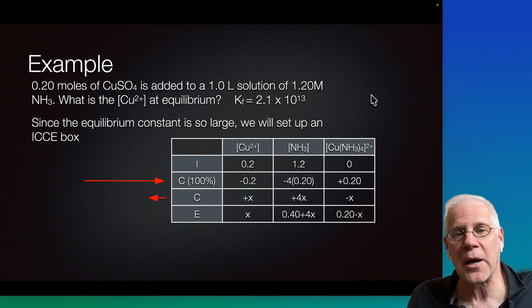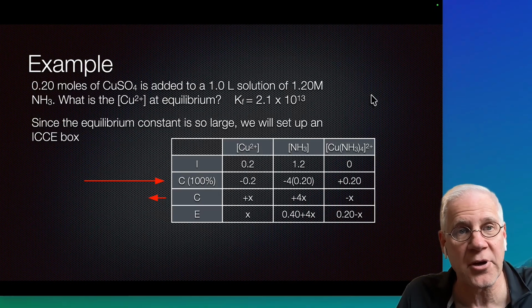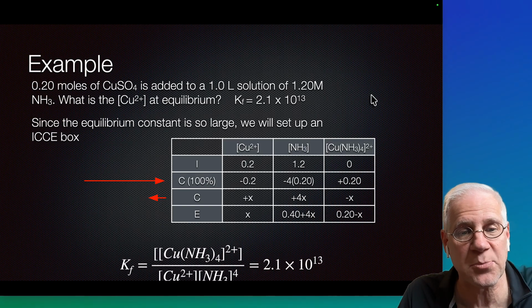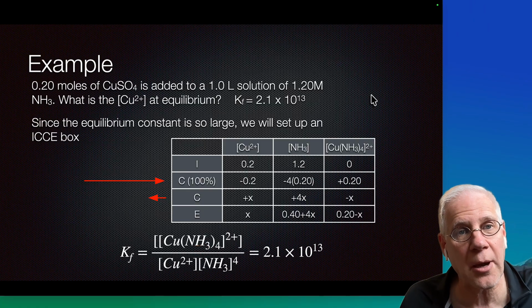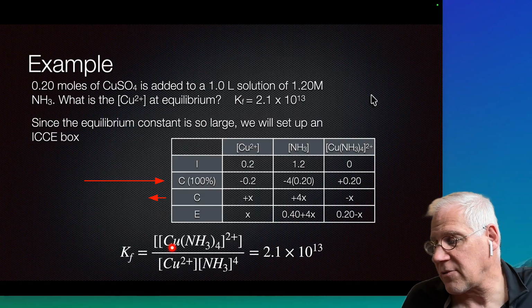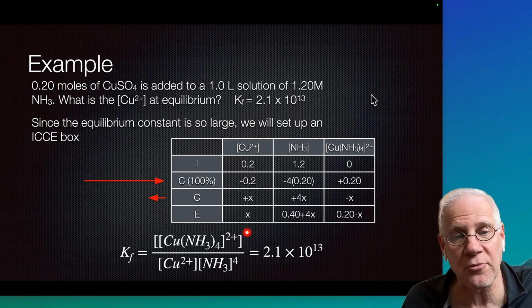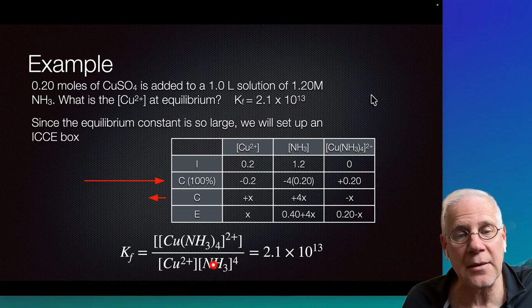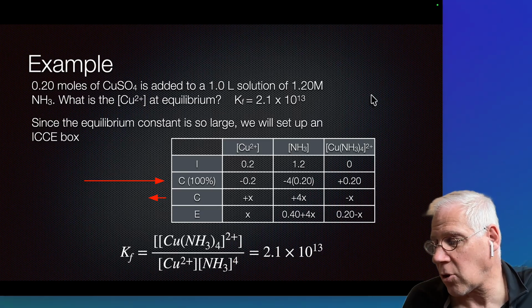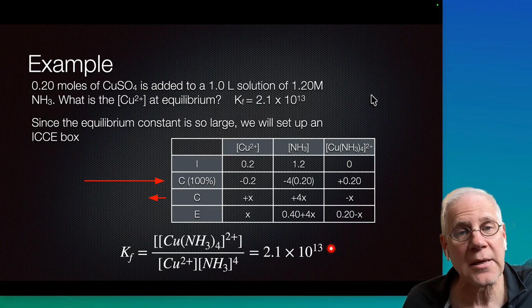So now I have all of my concentrations in terms of one variable X, and I can plug those into the equilibrium constant expression. My equilibrium constant expression is still products over reactants. I have to use stoichiometries as exponents. So I have my copper ammonia complex 2 plus, that has a coefficient of 1, so it has an exponent of 1, over concentration of copper 2 plus, that has a coefficient of 1, so that exponent is 1, times concentration of ammonia. Now the ammonia has an exponent of 4, so I have to raise my concentration of ammonia to the 4th power. That's going to all be equal to 2.1 times 10 to the 13th. That's my KF.